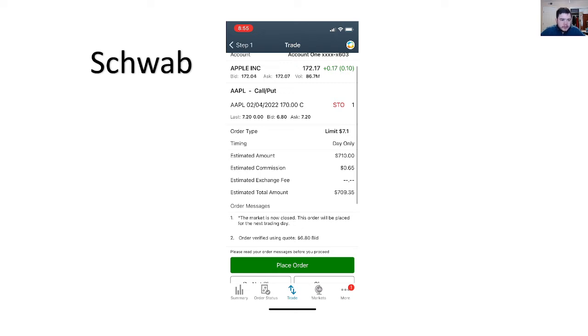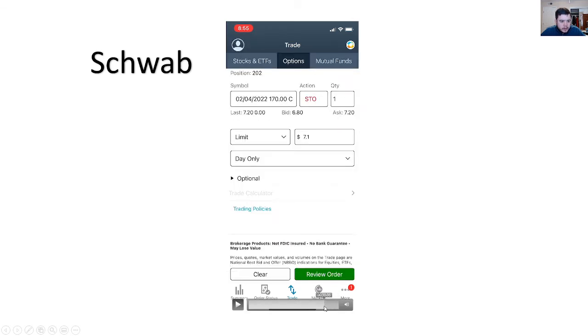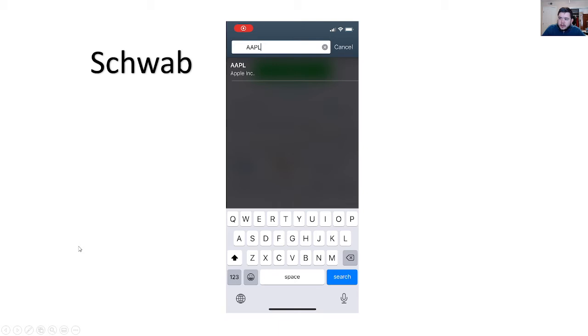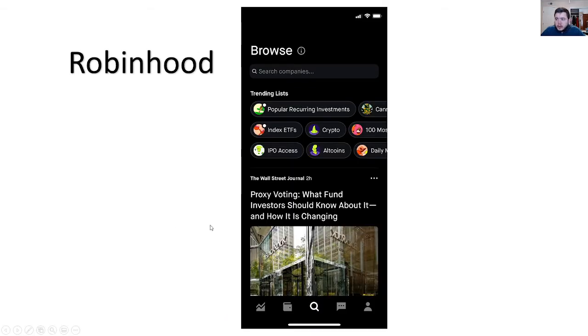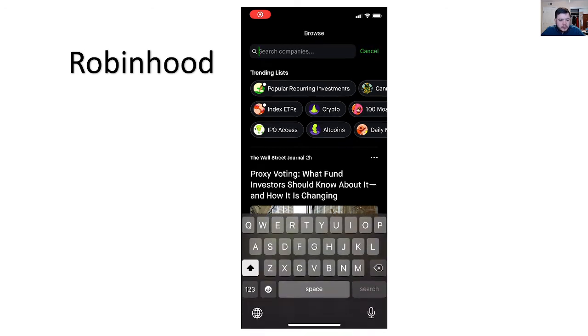And don't be confused with the bid and ask price of Apple itself on the top there. That's the bid and ask price for the shares of Apple, not the options. Let me just go back here. So these are the bid and ask price for the options themselves, 680 and 720. Now I'm a little bit interested, and this is something you should be interested in doing too, comparing Schwab versus Robinhood, the bid and asking prices, because they may not actually be the same.